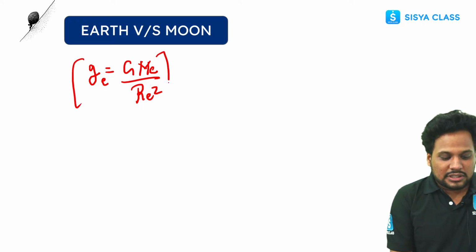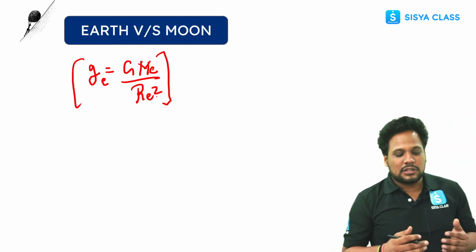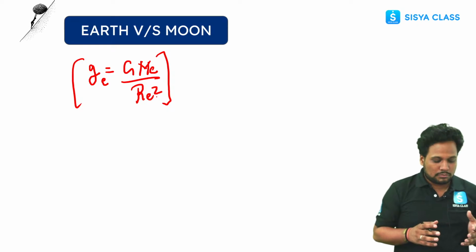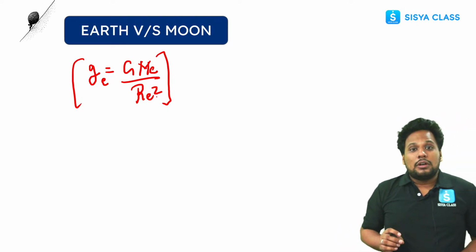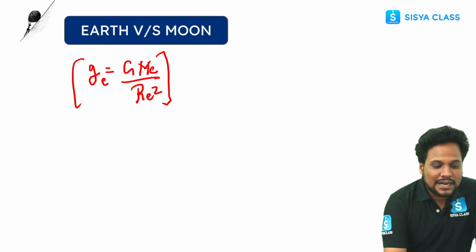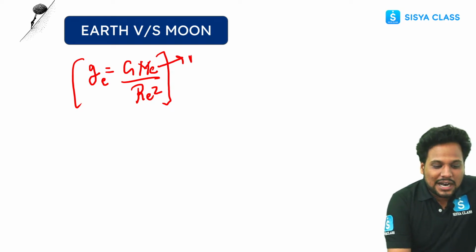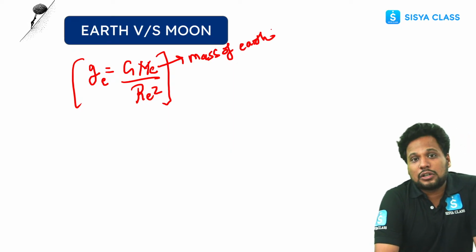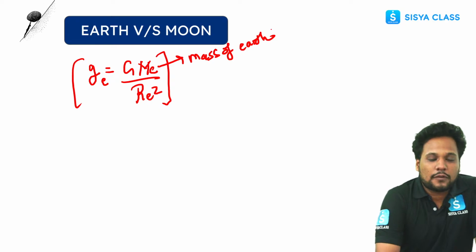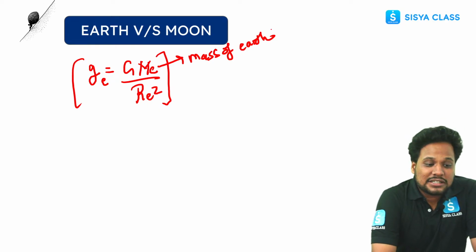Okay, so this is somewhat higher level. This is not there in your syllabus, but थोड़ा बहुत हम extra पढ़ेंगे आज. ठीक है, so just समझिए इसमें that this Me is the mass of earth. I'm just trying to tell you how the value of the acceleration due to gravity on earth is different from that of moon.